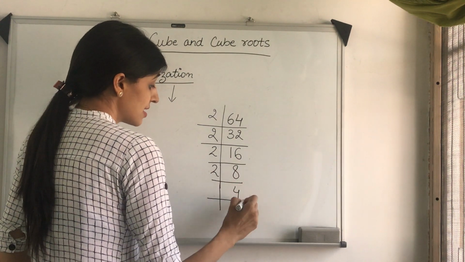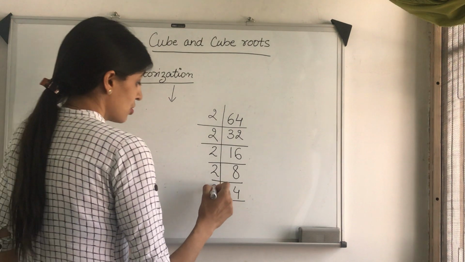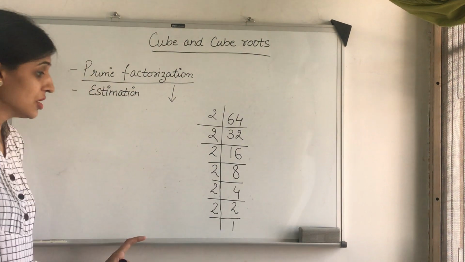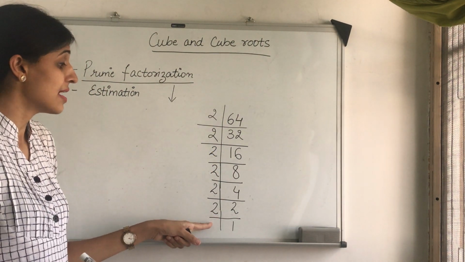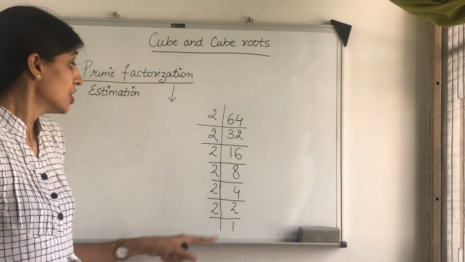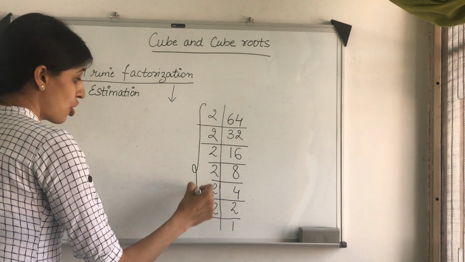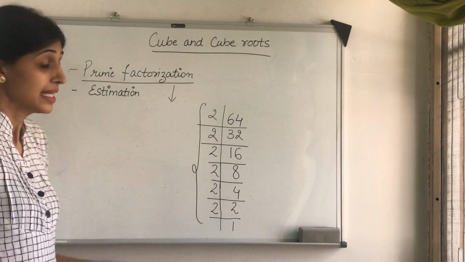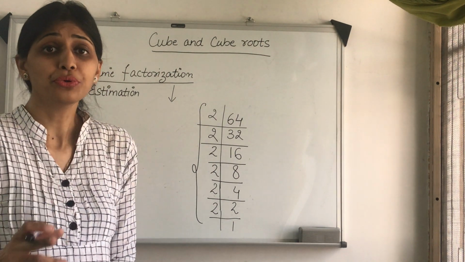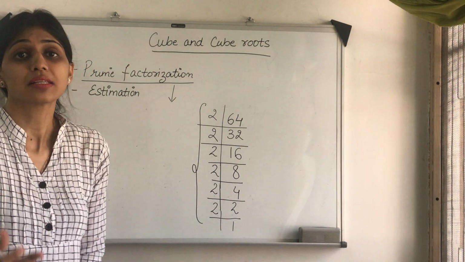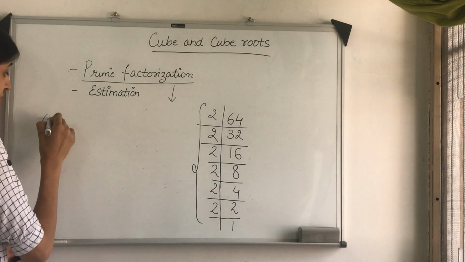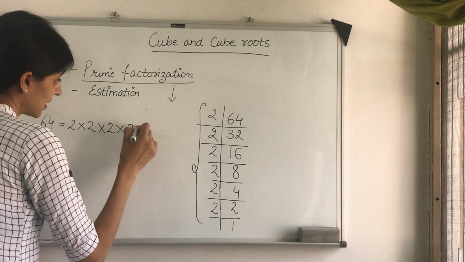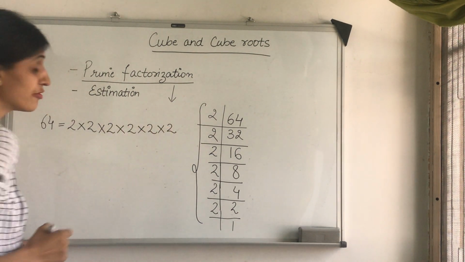You have to factorize till you get 1. So 2 2s are 4 and then 2 1s are 2. So we have to factorize the number till we get 1. So these are the factors of 64. 1, 2, 3, 4, 5, 6. That is, if we multiply 2 six times, we get 64. So I am writing it here: 2 multiplied 6 times is equal to 64.